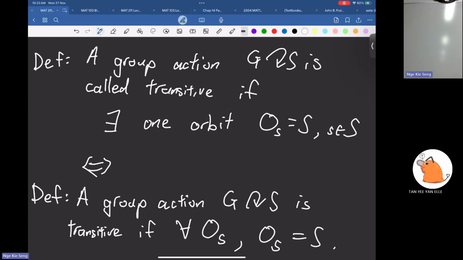Orbit, you need to know that it forms equivalence classes. Orbits partition the set S. This is the thing that you need to know. And then you should ask why this forms equivalence classes. You need to check that it satisfies what? What is an equivalence class?